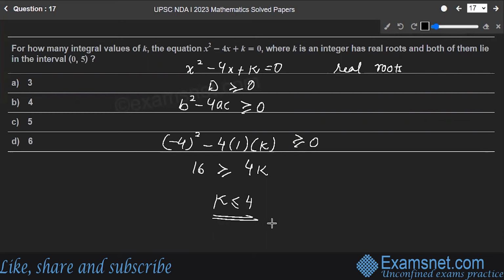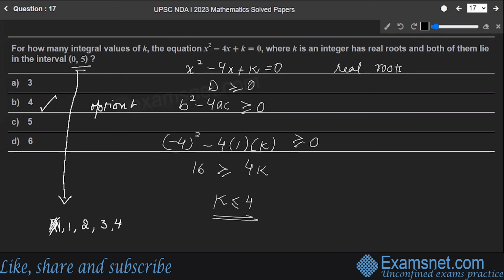Right. So hence in the interval 0 to 5, there are 4 values which are less than or equal to 4. That is 0, 1, 2, and 3. 4 actually. 5 values. Okay, sorry, no, 0 is not included over here. Okay, so there are 4 values of k, that is 1, 2, 3, 4, for which the equation will have real roots. Right, that means we have option B as the answer. Hope you got that. Let's move to the next question then.